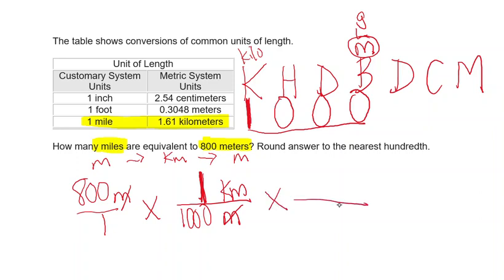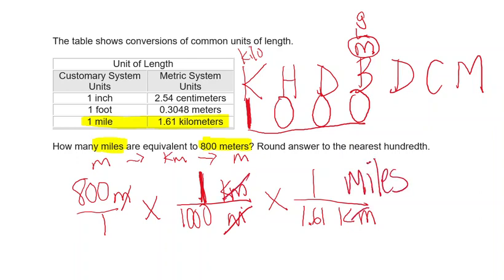Then I can include my unit rate that they give me. 1.61 kilometers is equal to 1 mile. Miles cancels. Sorry, that's miles and kilometers down here. Meters we already canceled. We're left with miles. Kilometers cancels. Meters cancels. And when I divide 800 by 1,000 and then divide again by 1.61, my answer would be in terms of miles.